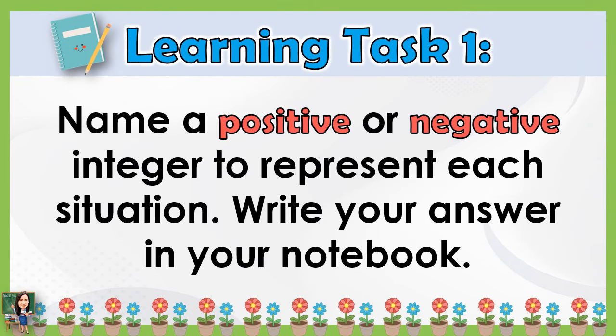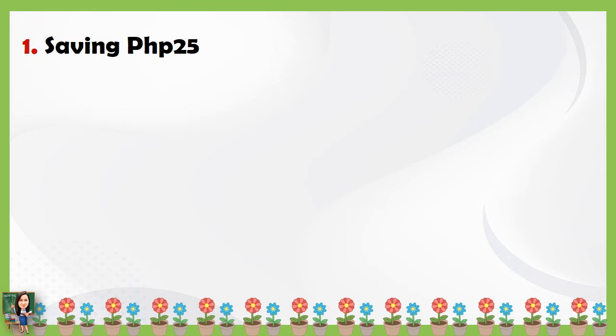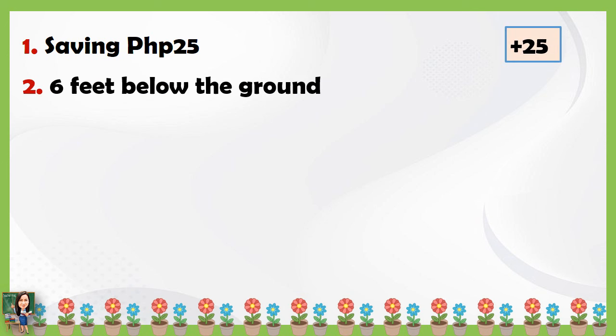Name a positive or negative integer to represent each situation. Write your answer in your notebook. Number 1. Saving 25 pesos. What is 25 pesos? Is it positive or negative? Very good! The correct answer is positive 25. Number 2. 6 feet below the ground. What is 6 feet? Is it positive or negative? Very good! The correct answer is negative 6.